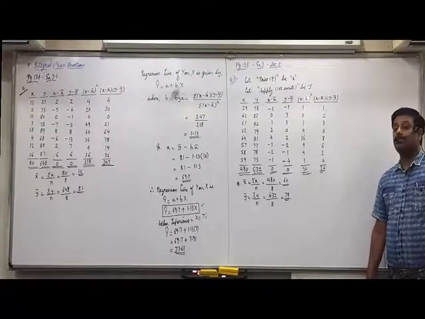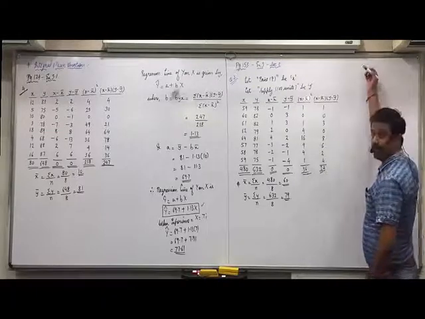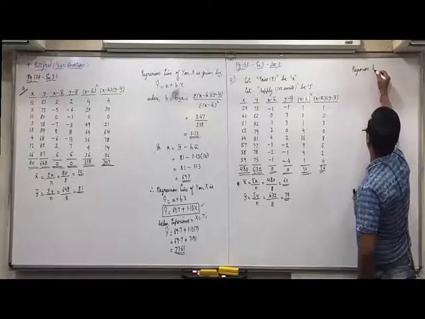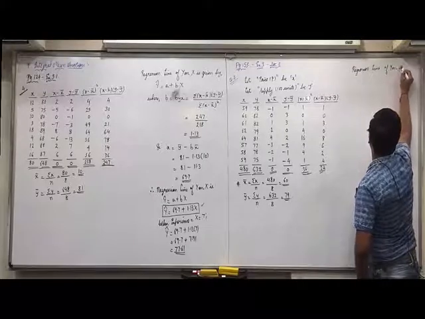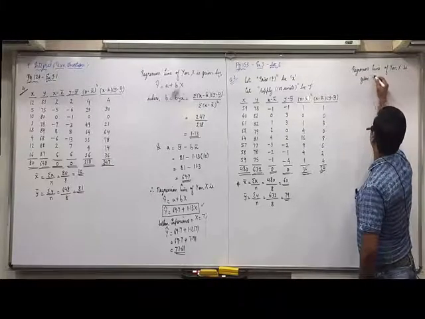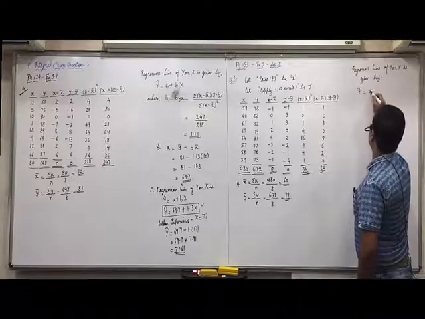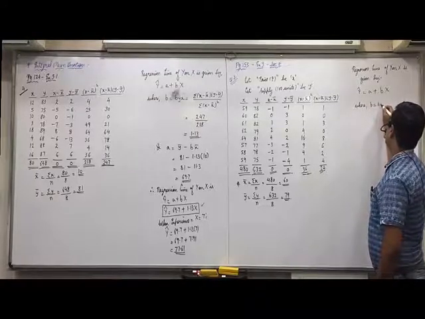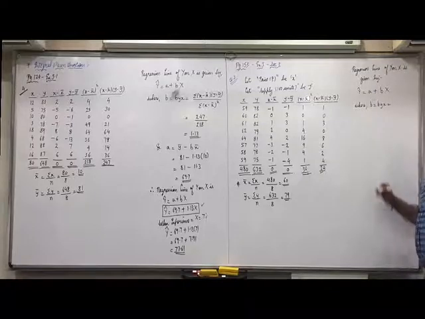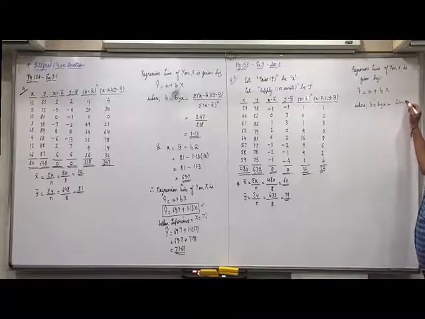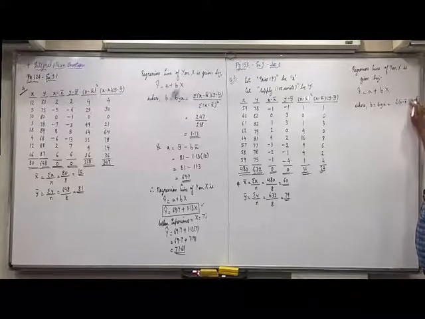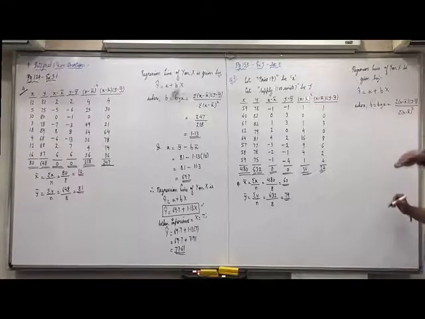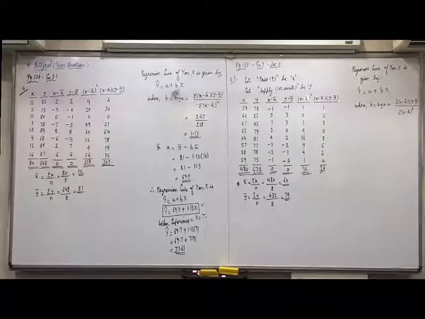Then, regression line of y on x is given by y cap equals a plus bx, where b is equal to byx, which is sigma x minus x bar into y minus y bar upon sigma x minus x bar whole square. Is everyone clear up till here, friends? Next.